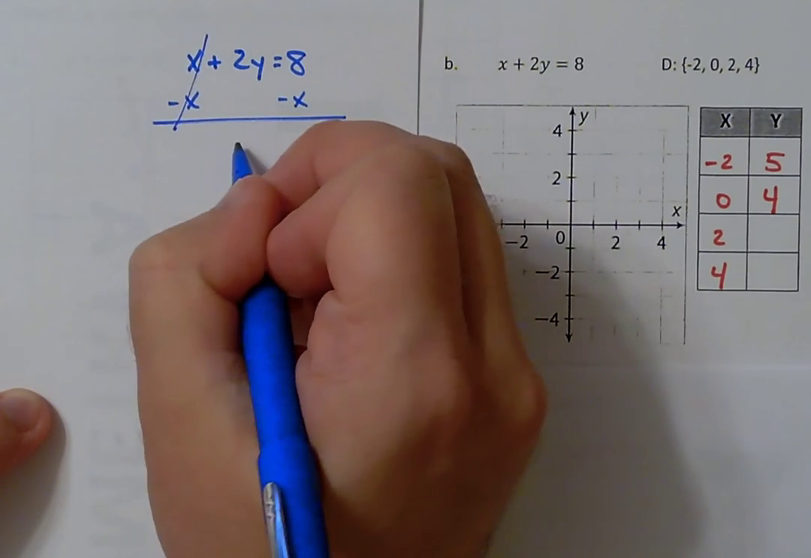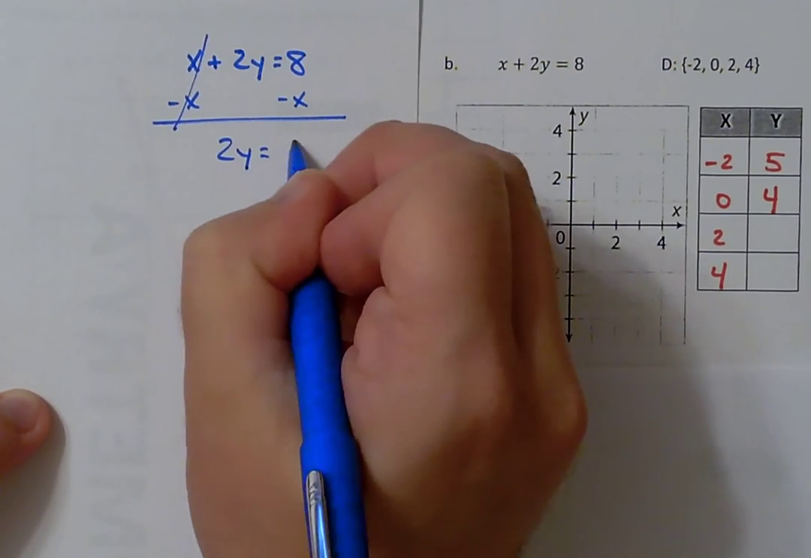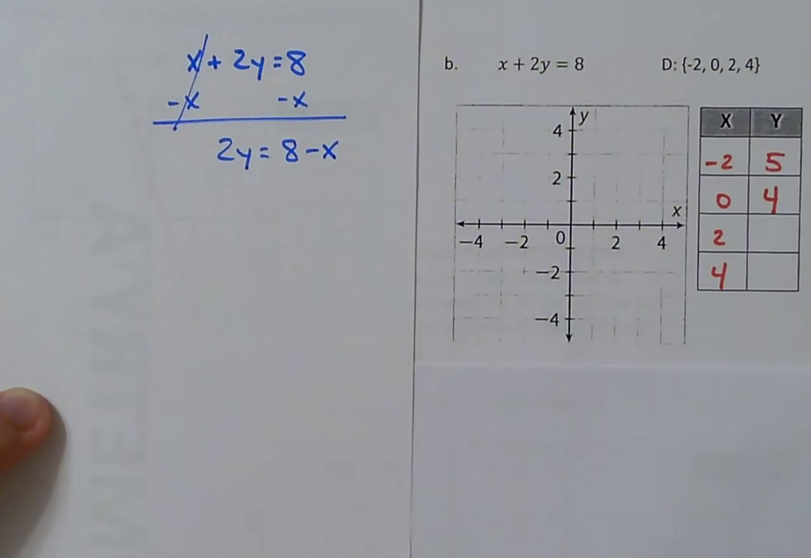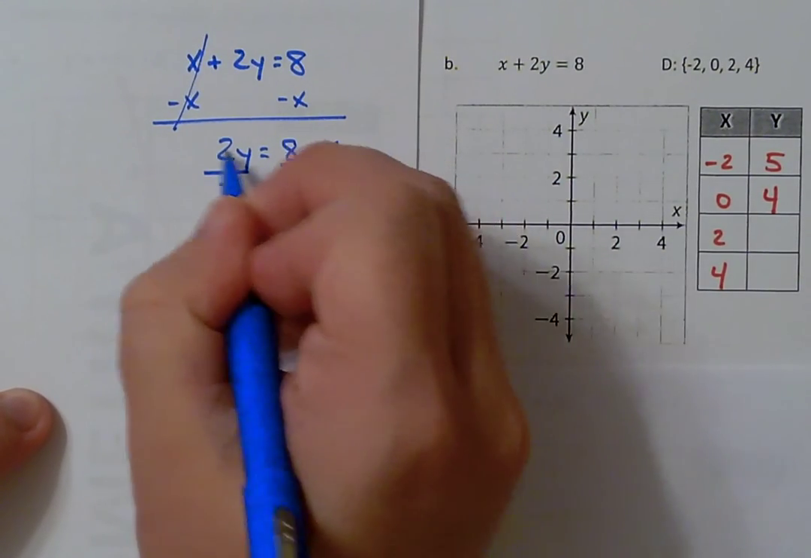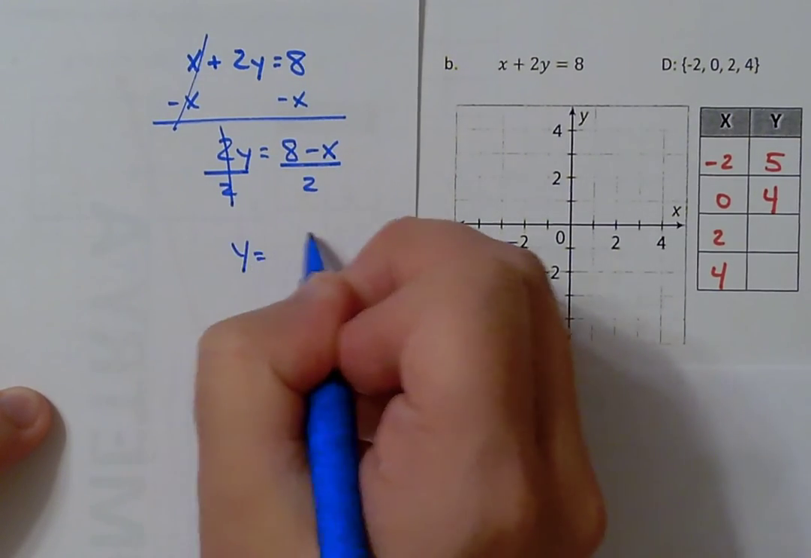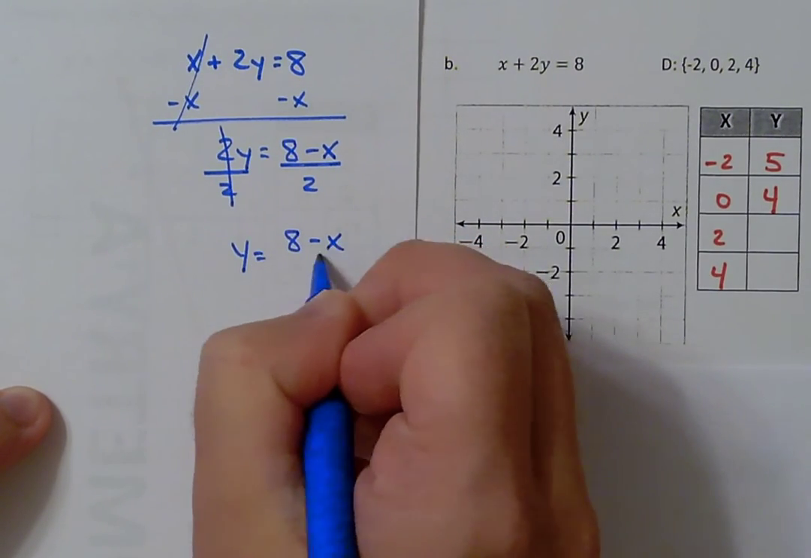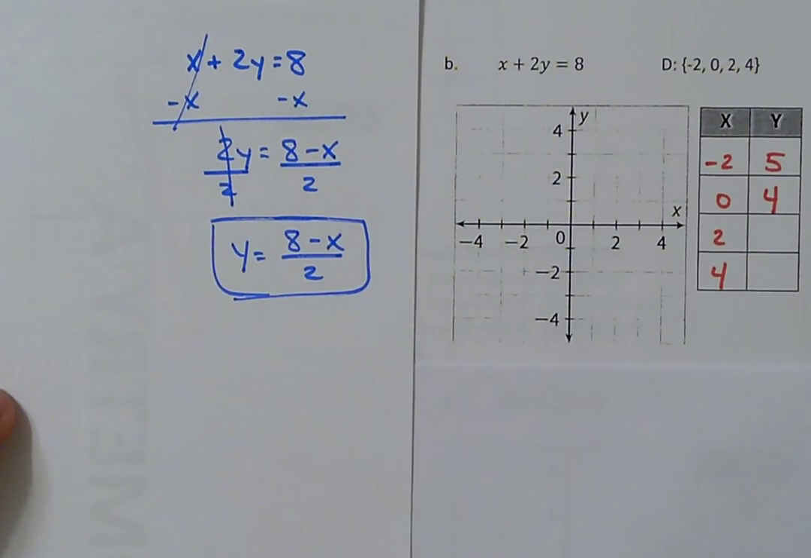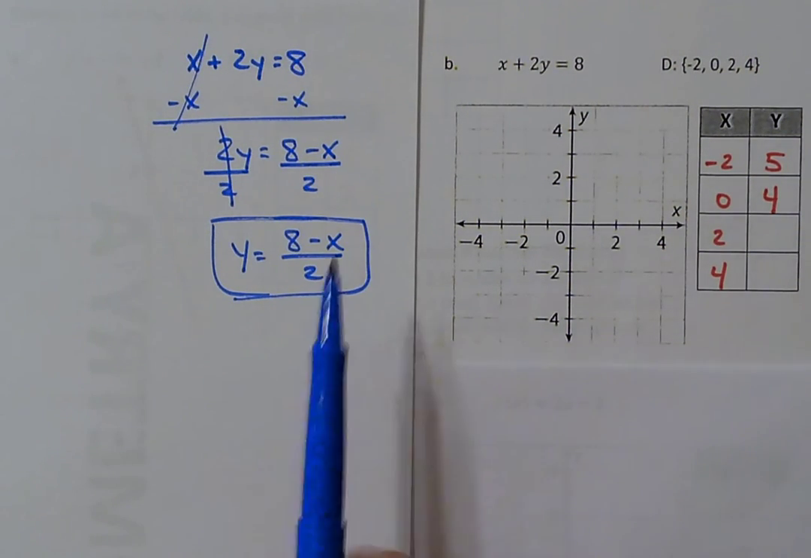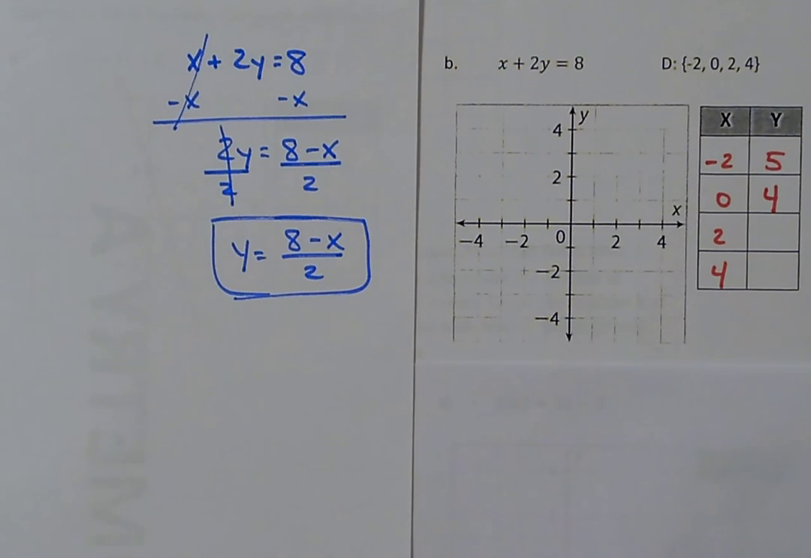So it cancels on the left, and we get 2y equals 8 minus x. And then I need to get the 2 away from the y, so I'm going to divide. And we get our equation to be y equals (8 minus x) over 2. So this is going to be my equation for y equals. So from here, all I need to do then is take 2 and 4 and plug it in for x. So that means we're going to do 8 minus 2, 8 minus 4, and divide those by 2.